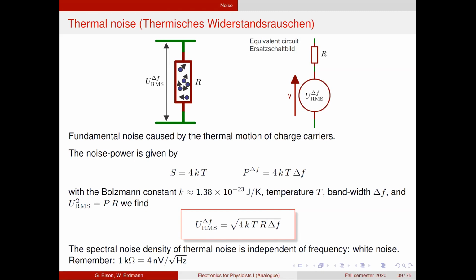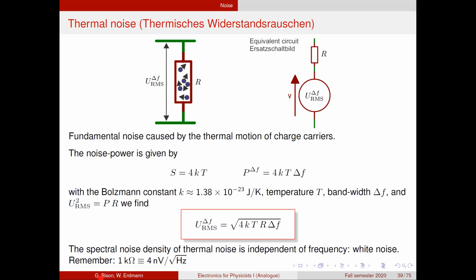It's handy to remember that a 1 kilo ohm resistor produces 4 nanovolts per root hertz. So this means any 1 kilo ohm resistor, if you put a filter behind it with 1 Hertz bandwidth, you get 4 nanovolts of noise, which is a small number. But of course, if you have a larger bandwidth in your system because you want to see fast signals, then this adds up quickly and you get a larger value.